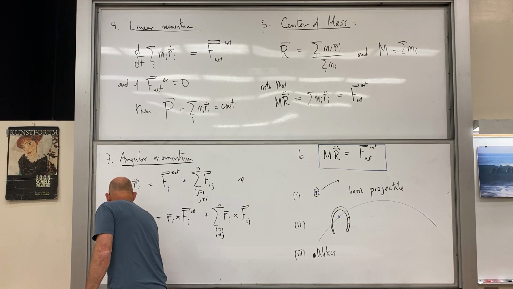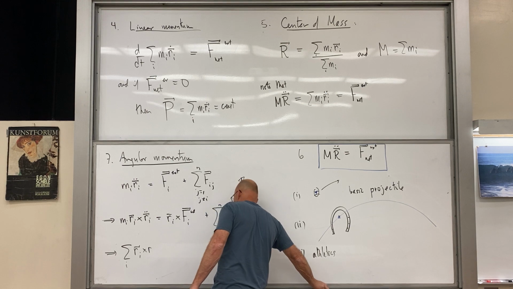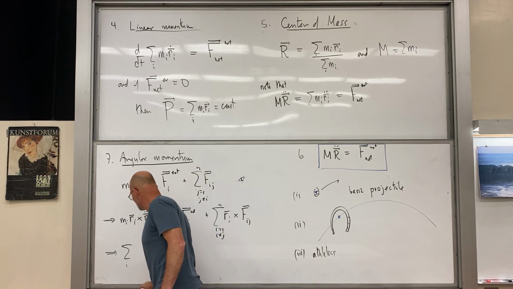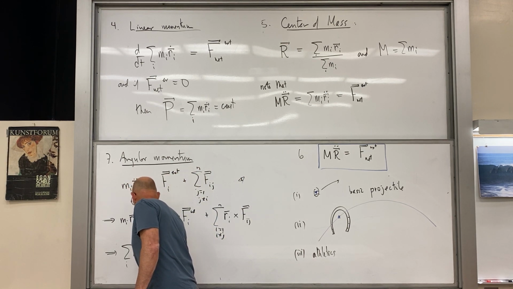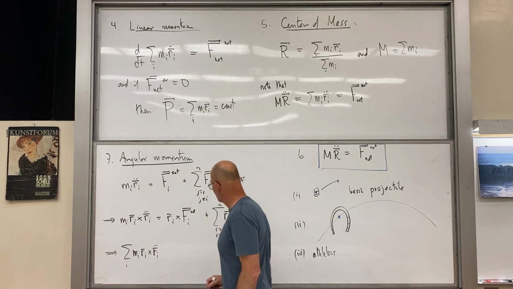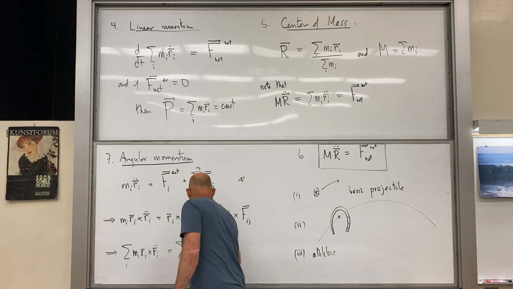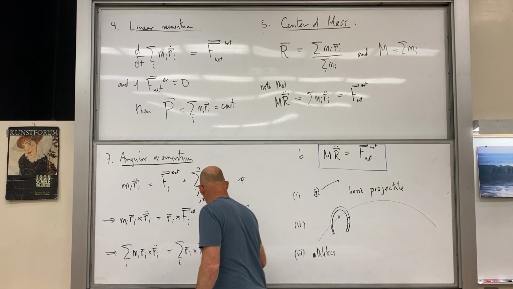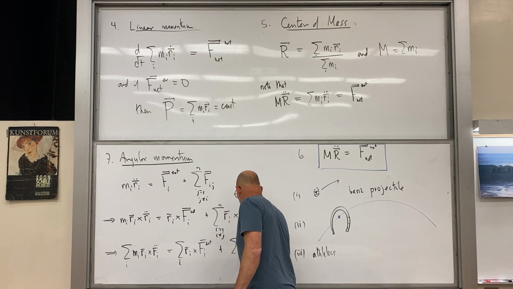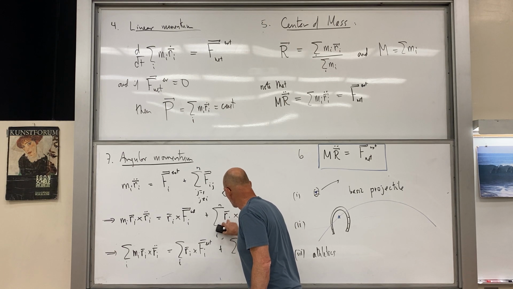So sum over i of r_i cross, yep, lost the mass there. So m_i r_i cross r_i, two derivatives. Sum over r_i cross the external force. And now the double sum. By the way, this was sum over j.